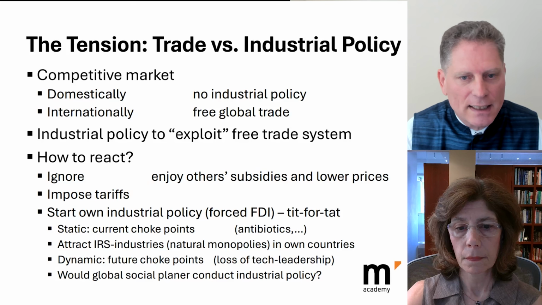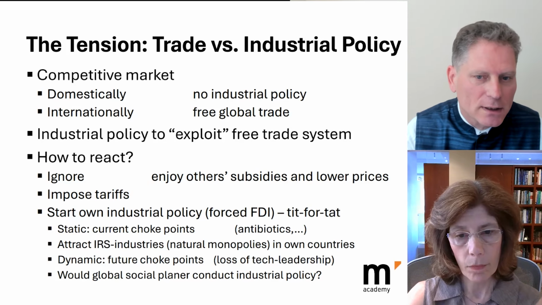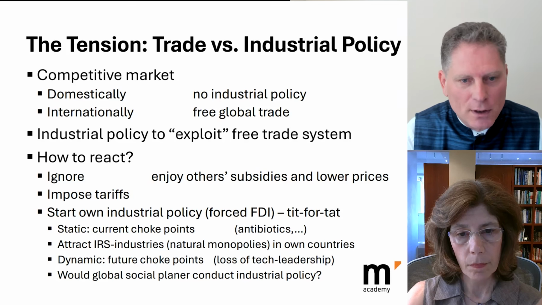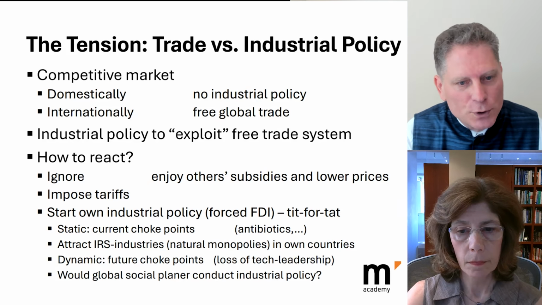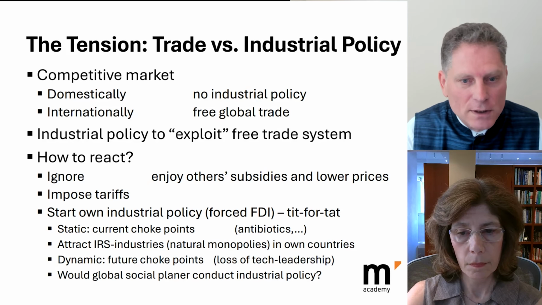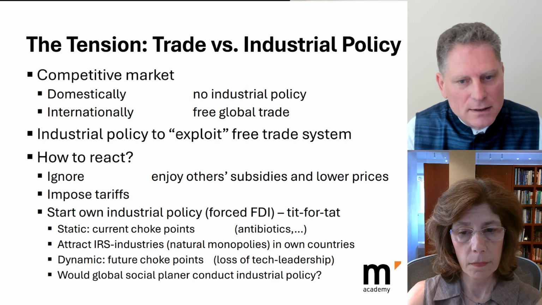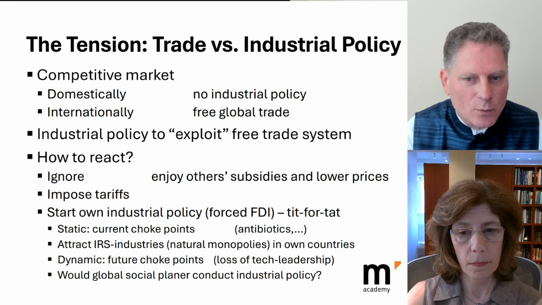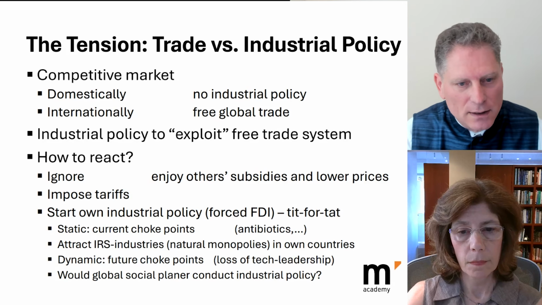So industrial policy can exploit the free trade system. And the question is, how should you react to it? If certain countries exploit the free trading system, should you just ignore it and enjoy the subsidies for certain products and enjoy the lower price? Should you impose counter tariffs to lean against it? Or should you start your own industrial policy, or even force the other country to do some foreign direct investment in your country? And if the other country does some industrial policy and you do your own, there's a tit for tat. And at the end, we get a worse outcome because each country is doing industrial policy to gain at the expense of the other country.